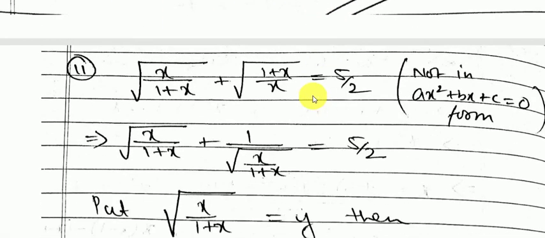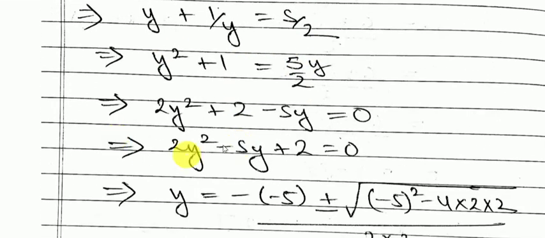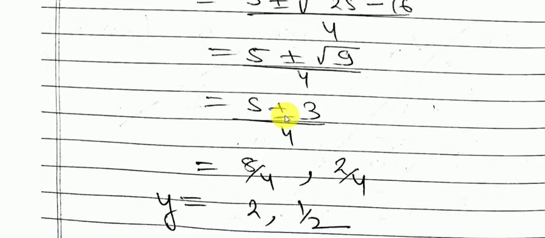Here, in the same way, we have square root of x upon 1 plus x plus square root of 1 plus x upon x equal to 5 by 2. This is not in this form. But here I can rewrite this equation as square root of x upon 1 plus x plus 1 upon square root of x upon 1 plus x. So here you can see these two are the same. So replace this by y. Okay, so you get this. Then simplify, you get a quadratic equation in y. Use the formula, you will get the value of y.